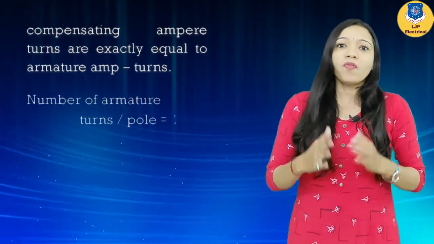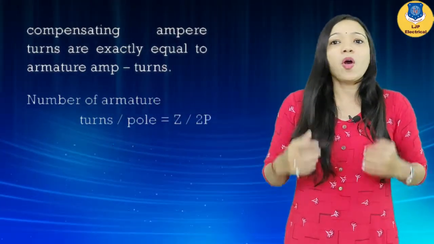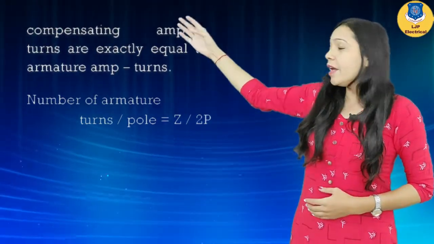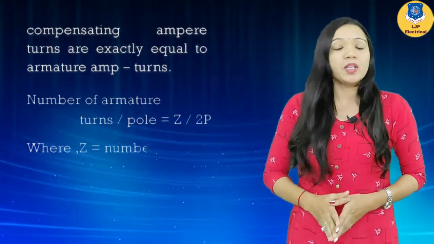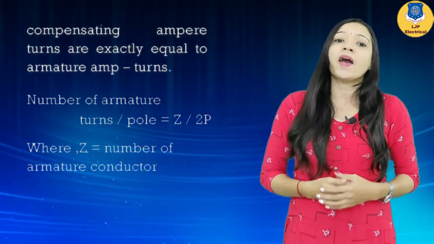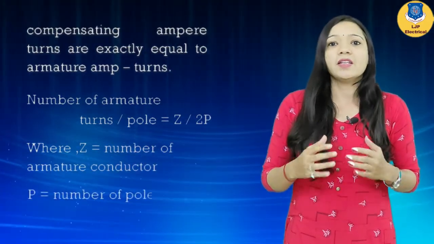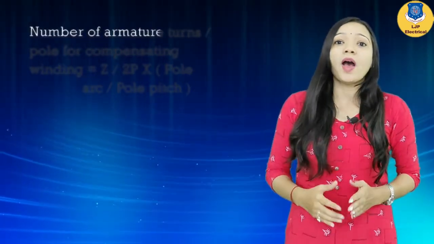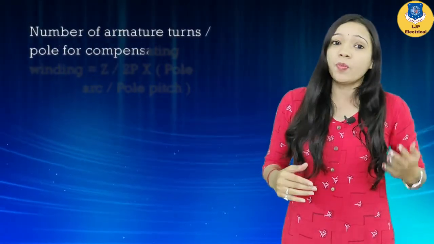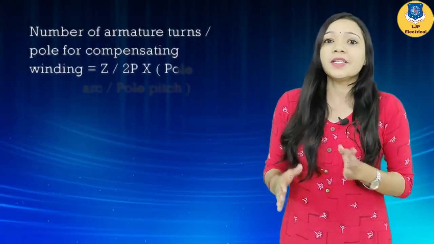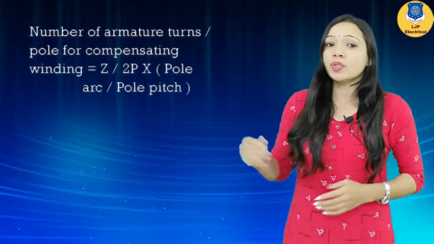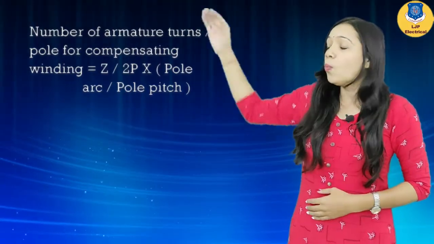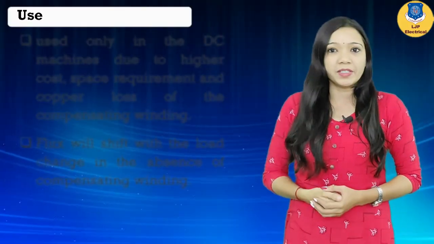First, the formula for the number of armature turns per pole is equal to Z divided by 2P, where Z is the number of armature conductors and P is the number of poles. So the number of armature turns per pole for the compensating winding is equal to Z divided by 2P, multiplied by the ratio of pole arc to pole pitch.